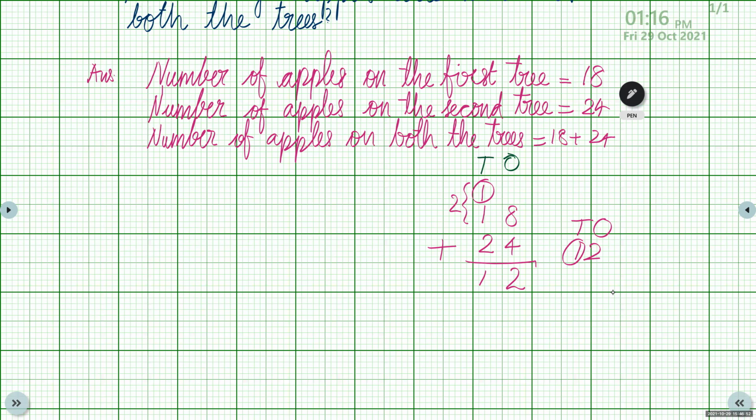Can I write? So please complete it. Complete the answer, please. All of you write the answer now. Yes, we can write the steps too. Yeah, you have to write the steps. It's compulsory. Okay, ma'am. Number of apples on the first tree, number of apples on the second tree, number of apples on both the trees.